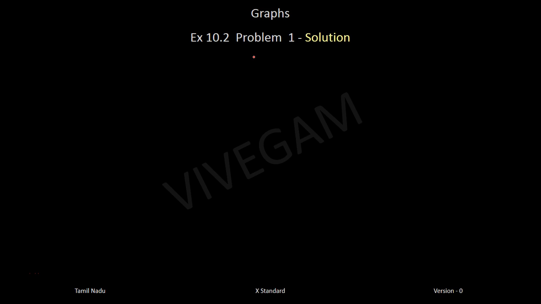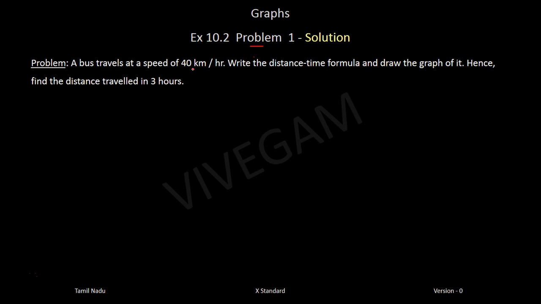Exercise 10.2 Problem 1 Solution. A bus travels at a speed of 40 km per hour. Write the distance time formula, and draw the graph of it. Hence find the distance traveled in 3 hours.